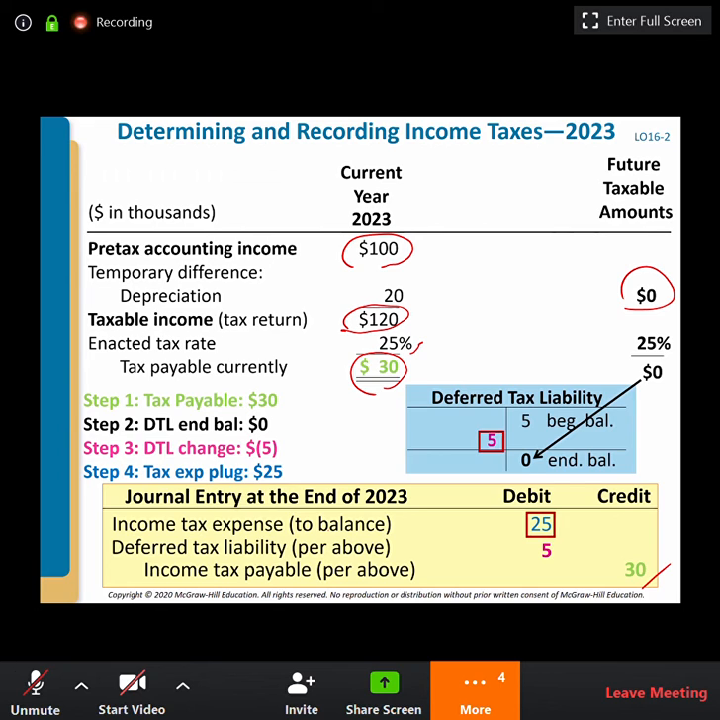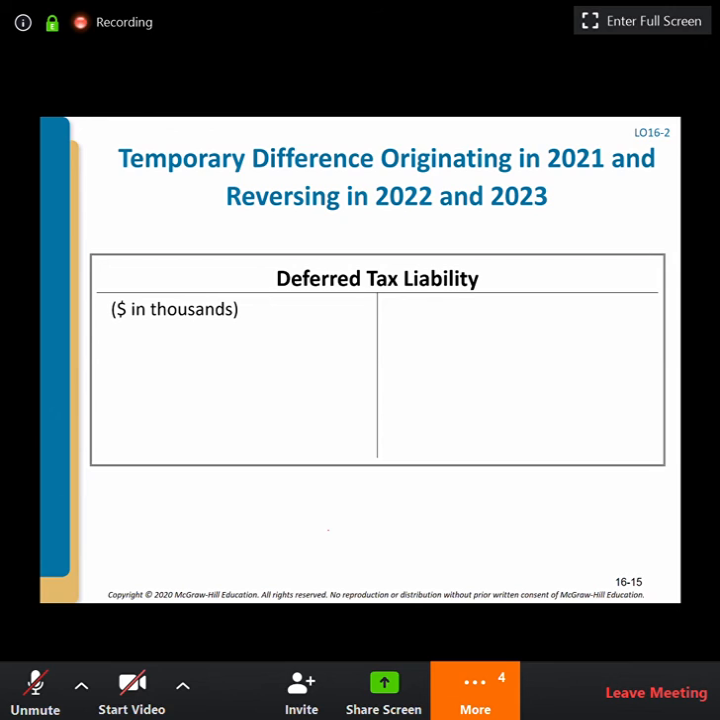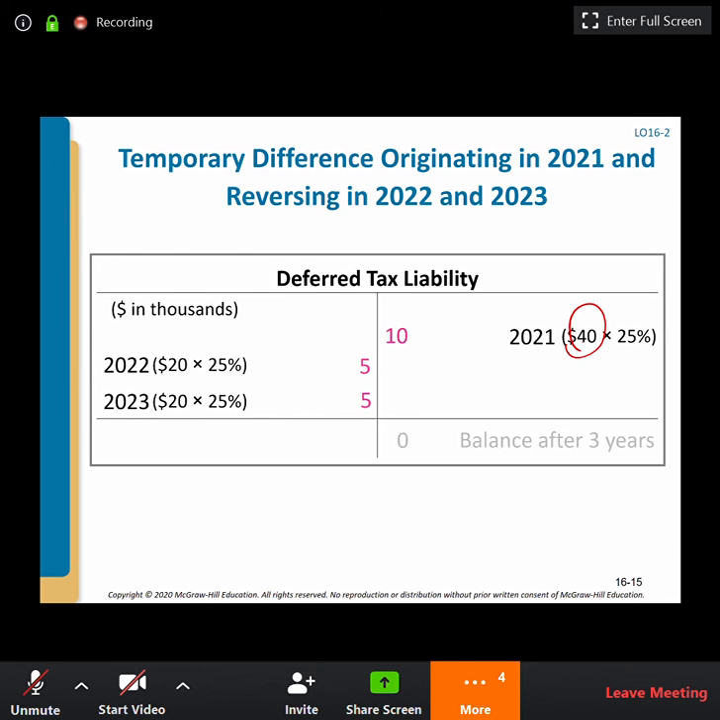Okay, if you don't have questions, again, this is the deferred tax liability. In this case, it was 10, because future taxable amount was 40. So that was 10 initially, and then it decreased by 5, decreased another 5, then by the end it becomes 0. Okay, so that's the deferred tax liabilities.